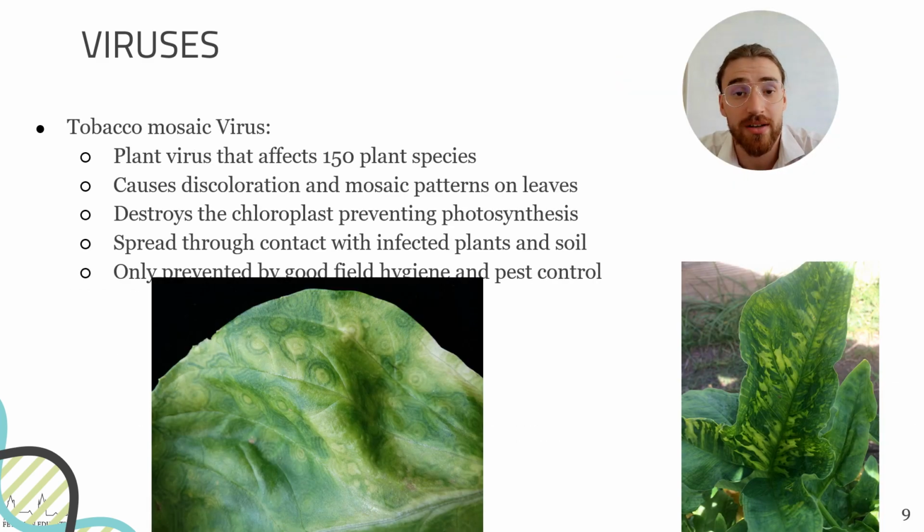So viruses that we can find in plants include the tobacco mosaic virus. So it's not just in tobacco though. You can find the mosaic virus in watermelons, in zucchinis. And what it does is it affects 150 plant species, including being a big issue for tobacco. It discolors the leaves as well as destroys chloroplasts and prevents photosynthesis from occurring.